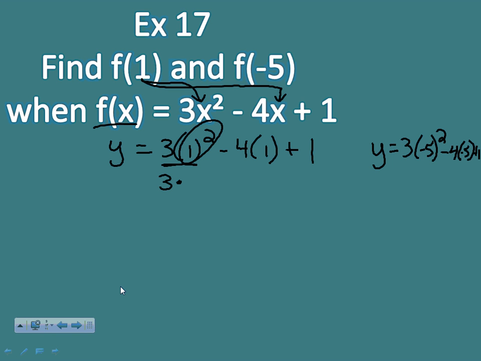1 squared, use your order of operations, is 1. Minus 4 times 1 plus 1. Then we multiply. We can multiply that, and we can multiply that. They're on the same line, but they are separate from each other. Okay, 3 times 1? Negative 4 times 1? And then from left to right, we subtract first and get negative 1 plus 1, which is 0. Does that make sense?